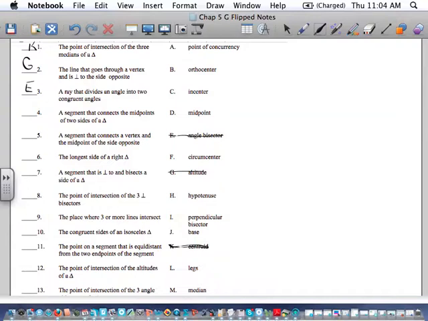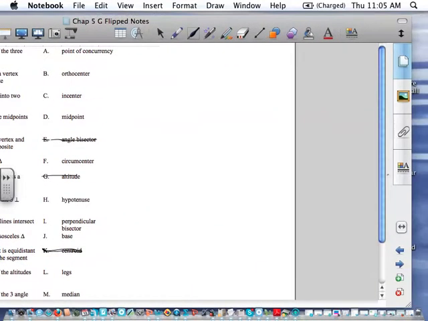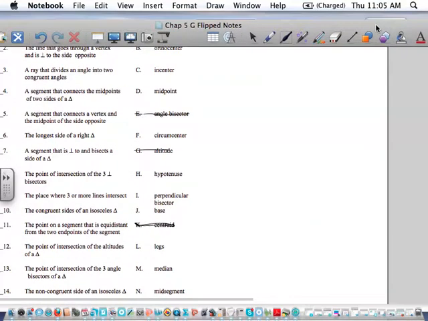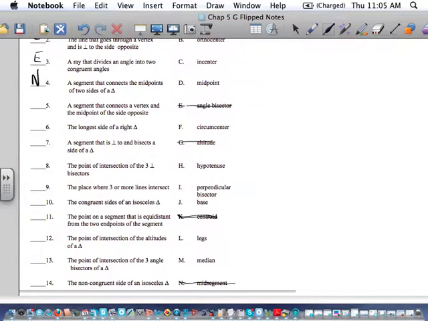So I'm looking down through my list to see if I can find the midsegment of the triangle. It looks like I have to scroll down because I'm not seeing it there. Oh, there it is. N would be the midsegment. So I'm going to put N in for number 4. Number 5, a segment that connects a vertex and the midpoint opposite. If it connects the vertex and the midpoint opposite, it's the median, which is M. The longest side of a right triangle is the hypotenuse, H. So I'll put an H here.